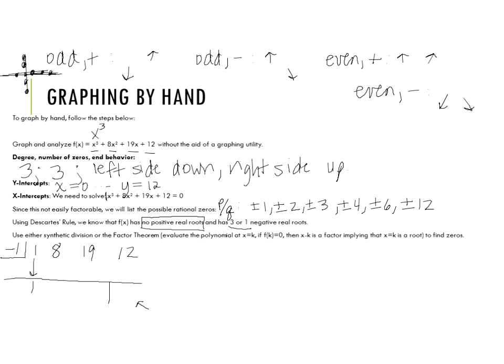So here's the process. You drop the first number, then you multiply. -1 times 1 is -1. And now you add. 8 plus -1 is 7. Multiply. -1 times 7 is -7. Add. 19 plus -7 is 12. Multiply. -1 times 12 is -12. And add, and we get 0, which is good. So that means that one of our roots, or zeros, I'll make a list up here, is equal to -1. So that's a real number. That means that it's an x-intercept.